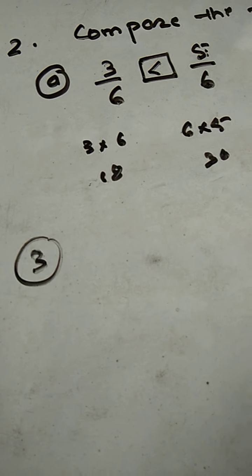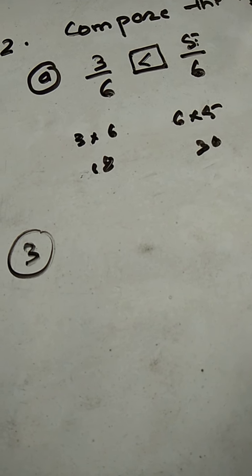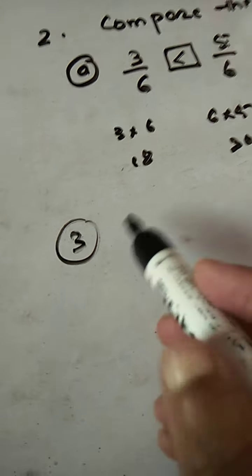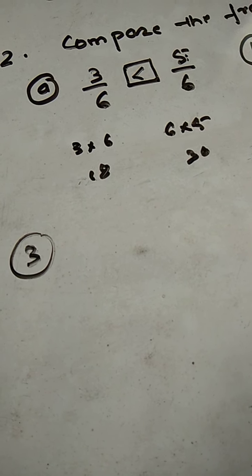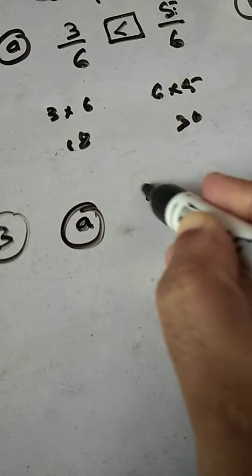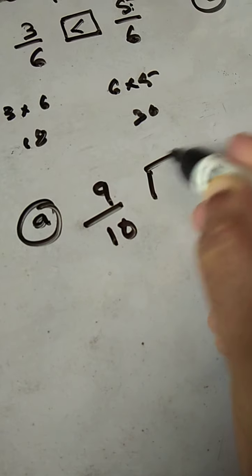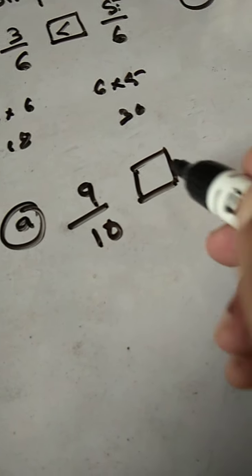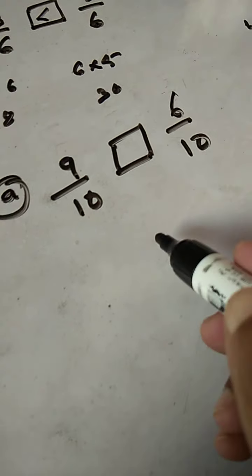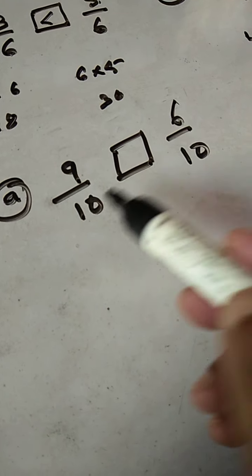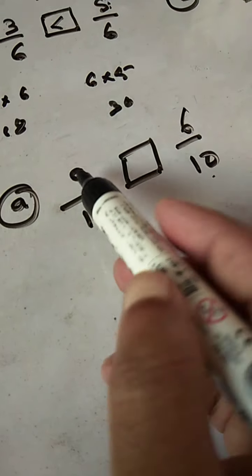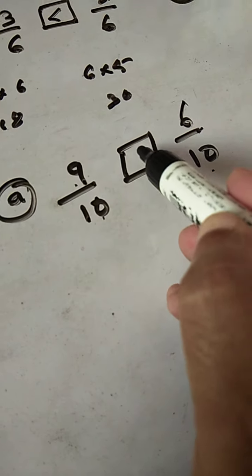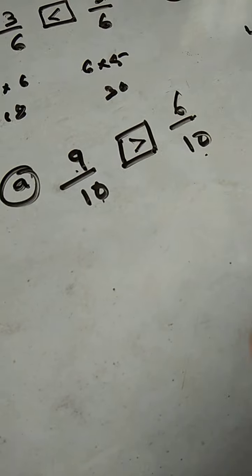Now in sum number 3, it is written, make 5 more such pairs and put appropriate signs. So now you have to make your own fractions and you have to compare them. Okay, so I'm doing it for all of you. So suppose the first thing I will do, suppose 9 by 10. Now I will put one box and I will do 6 by 10. Now again you see both the fractions are carrying the same denominator. So just by looking at the numerator you can compare. So 9 is greater or 6 is greater? 9 is greater. So 9 by 10 is greater than 6 by 10.